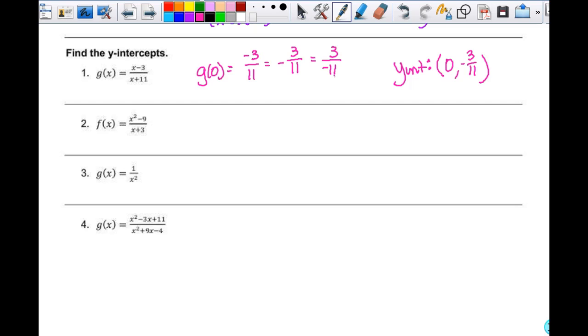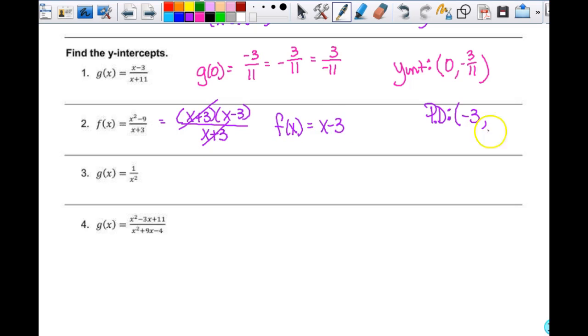All right, so then on this one, I'm going to factor, and I get x plus 3 times x minus 3 over x plus 3. I do have point discontinuity. Very good. So point discontinuity, and the x value would be negative 3. Okay, so I'm going to write that down so I don't forget. Those cancel out. So I get f of x is equal to x minus 3. So the y value for my point discontinuity is negative 6.